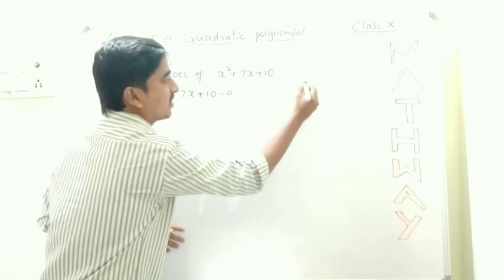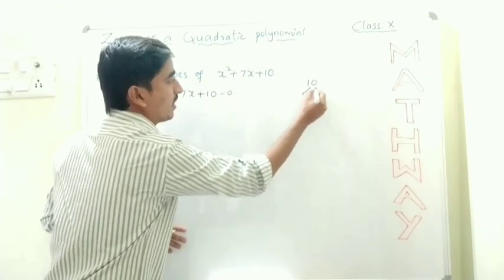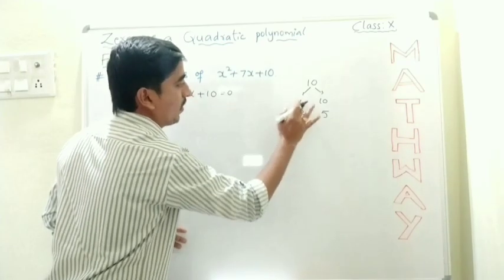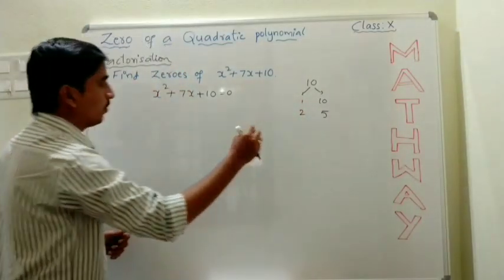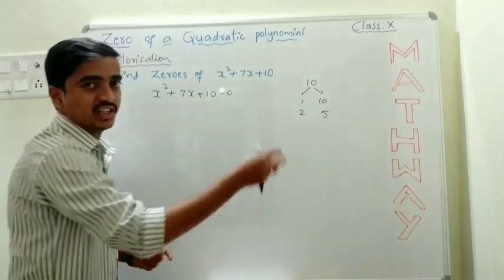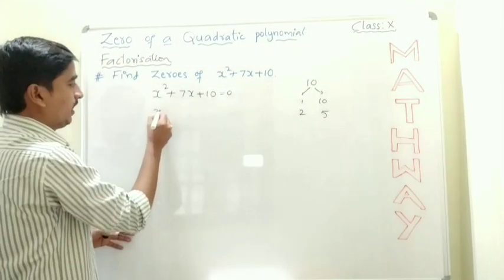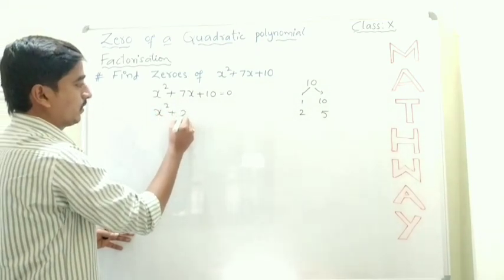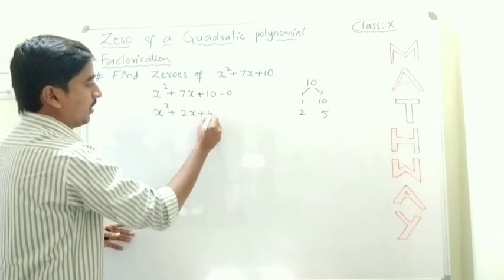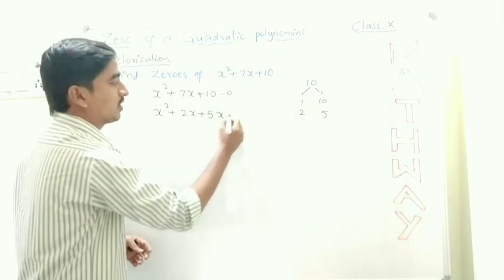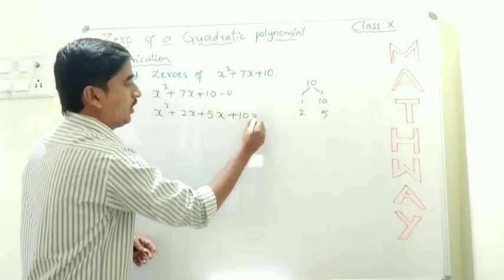So let us write the factors of 10. The factors are 1 tens are 10 and 2 fives are 10. By using 2 and 5, 2 plus 5 is 7. So we can write 7x as 2x plus 5x. Let me write that: x square plus 2x plus 5x plus 10 equals to 0. So here the middle term is split into 2x plus 5x.